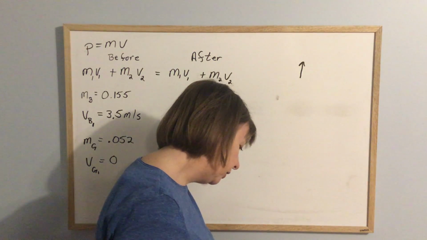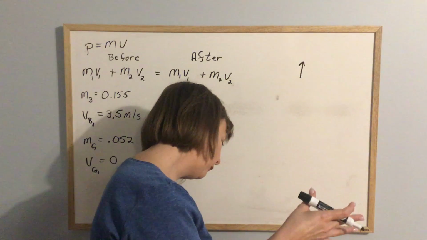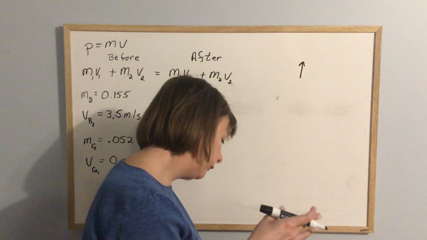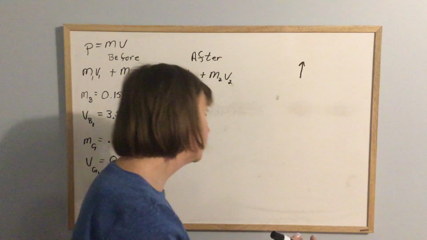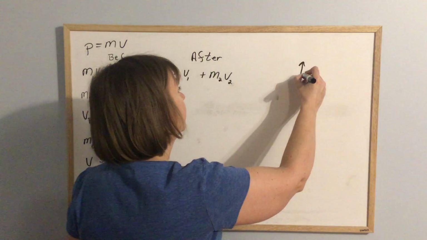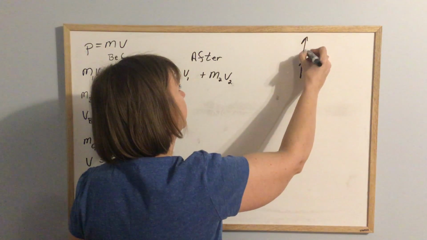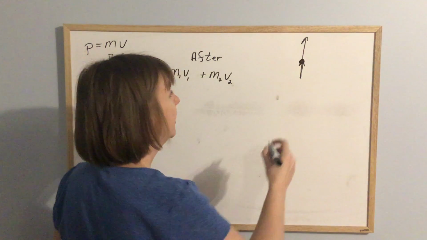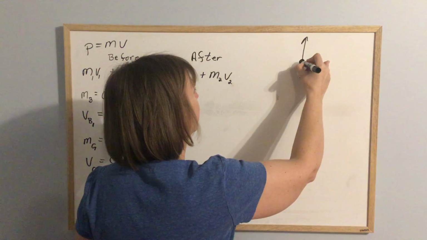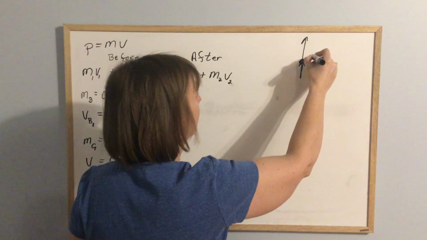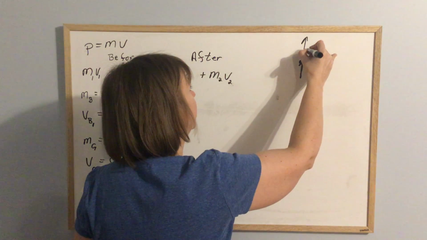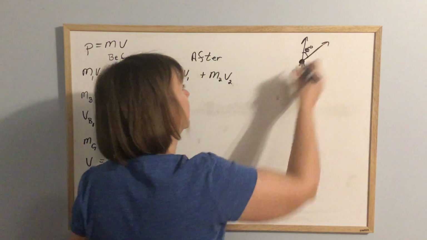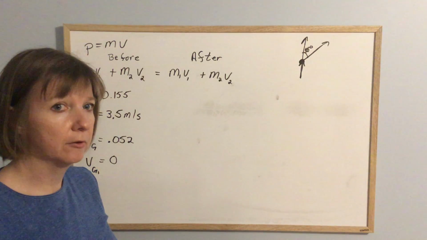Now, the billiard ball hits the golf ball, and the billiard ball rolls off at an angle 15 degrees clockwise from its original direction. So if this is its original direction, when it hits the golf ball, let's say the golf ball's right here, when it hits the golf ball, it goes off at an angle 15 degrees clockwise from its original path, all right?